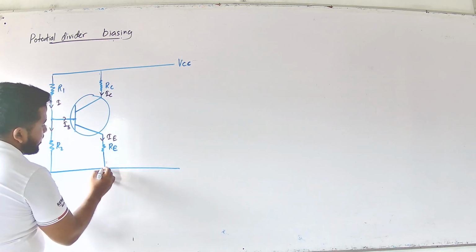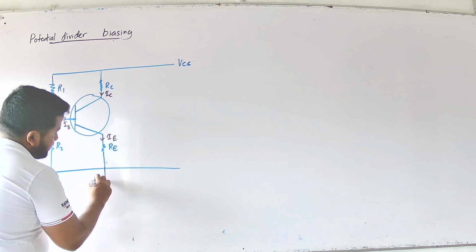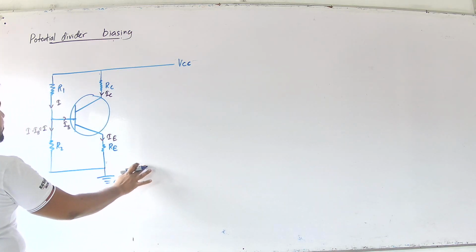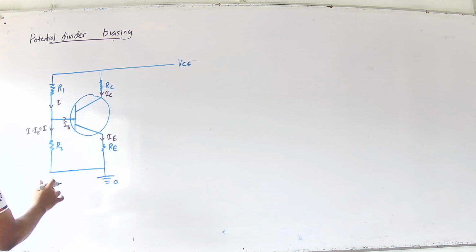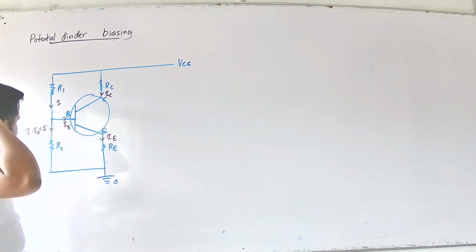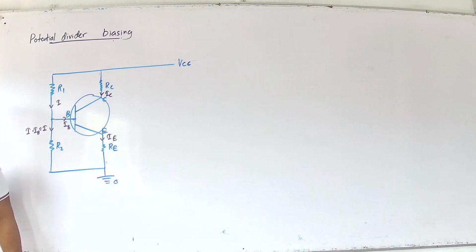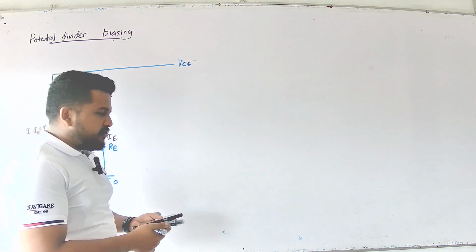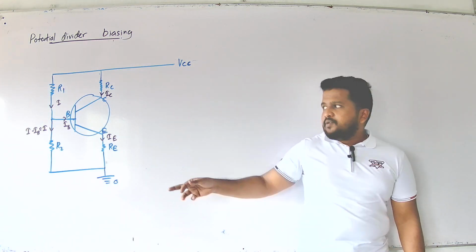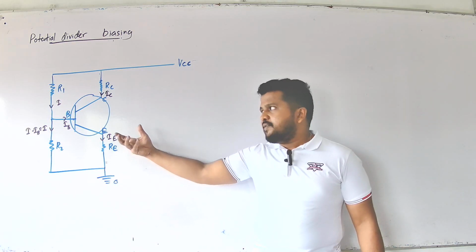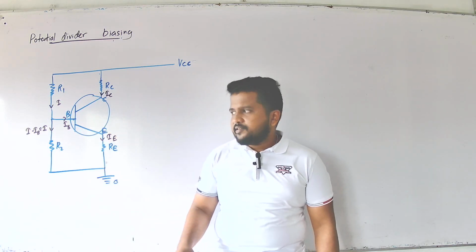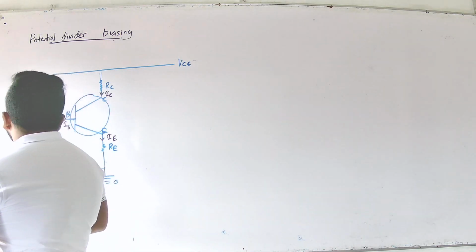We use a potential dividing method here. Then we don't need a separate supply VBB to bias the base directly, right? It is easier to connect everything to one voltage supply. In this circuit there is only one voltage supply, and we can divide the voltage and bias the PN junction. This is how the transistor is connected in the circuit.